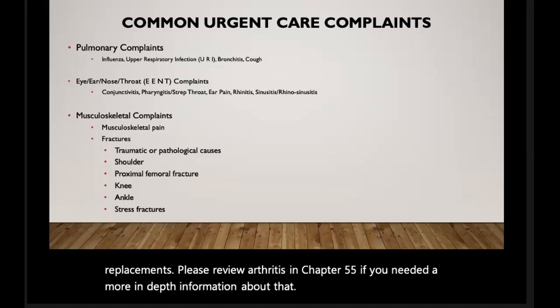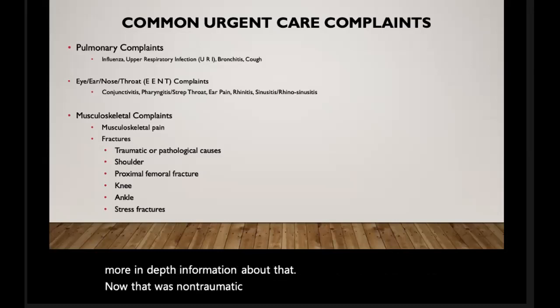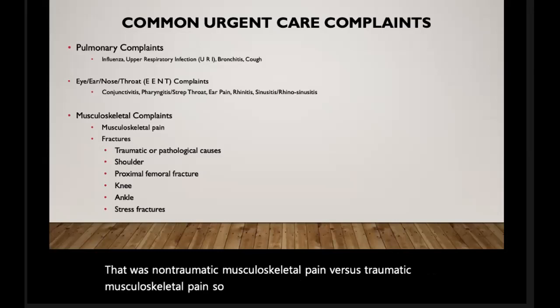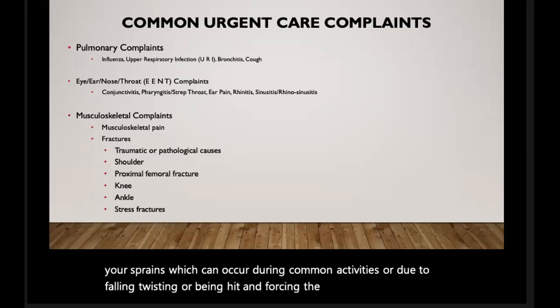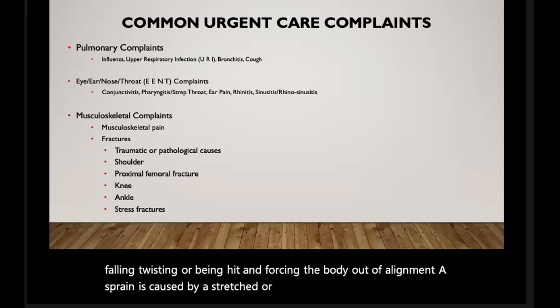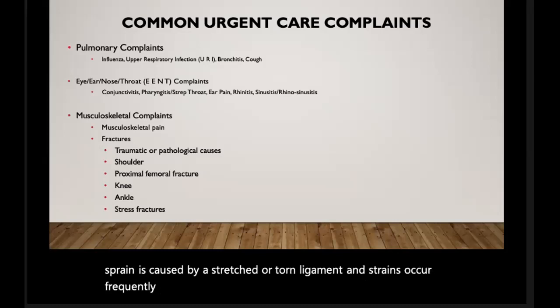Now, that was non-traumatic musculoskeletal pain versus traumatic musculoskeletal pain. Traumatic musculoskeletal pain includes your sprains, which can occur during common activities or due to falling, twisting, or being hit and forcing the body out of alignment. A sprain is caused by a stretched or torn ligament, and strains occur frequently in athletes and are more common in sports requiring repetitive motion, such as football, hockey, baseball, or tennis.